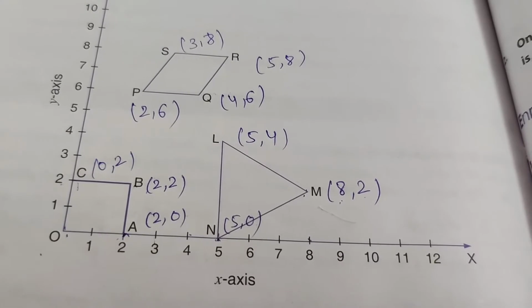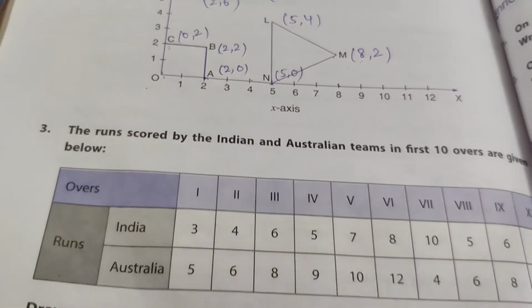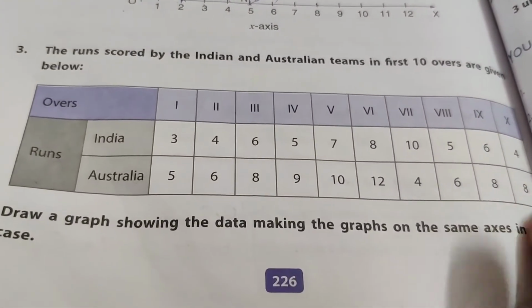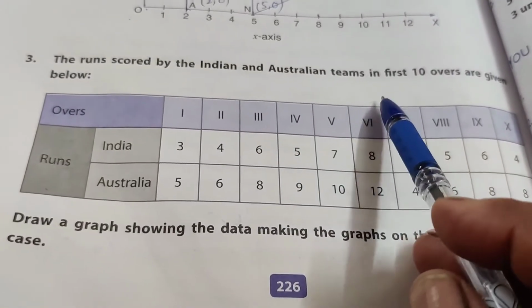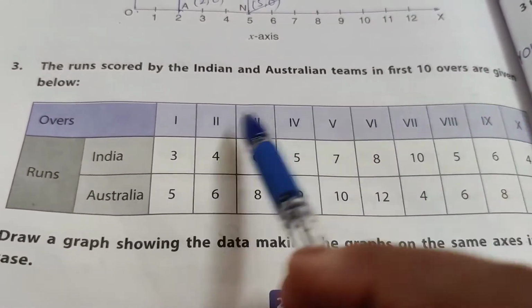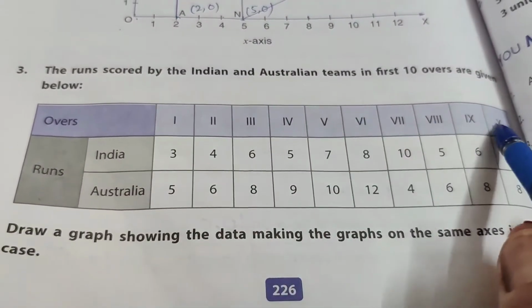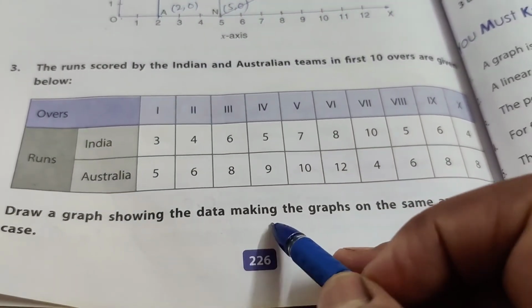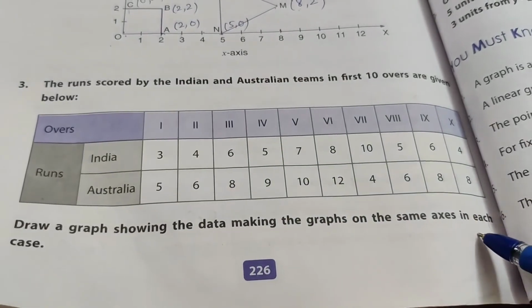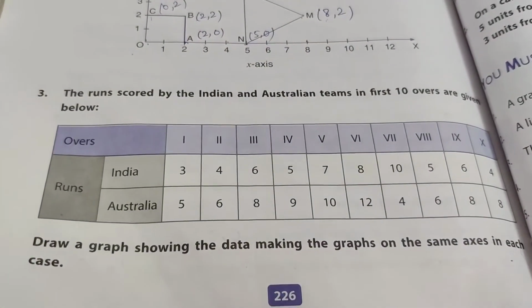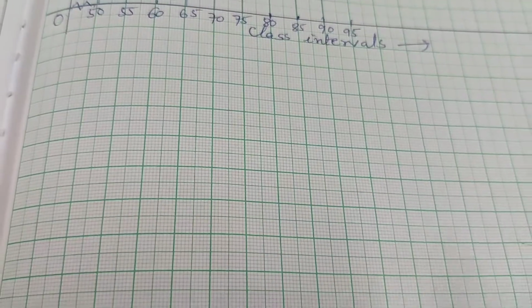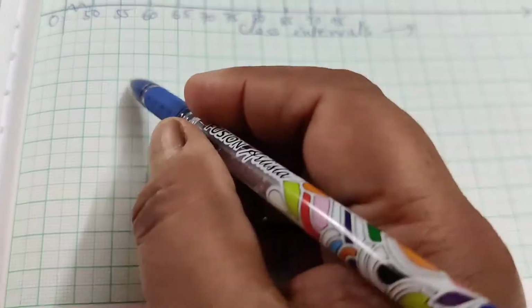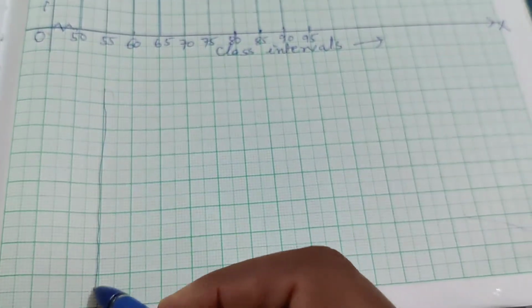Next question. The runs scored by the Indian and Australian teams in the first 10 overs are given below. These are the overs and runs for India and Australia. Draw the graph showing the data, making the graphs on the same axis in each case. Okay, first understand, then we will draw. This is the axis.